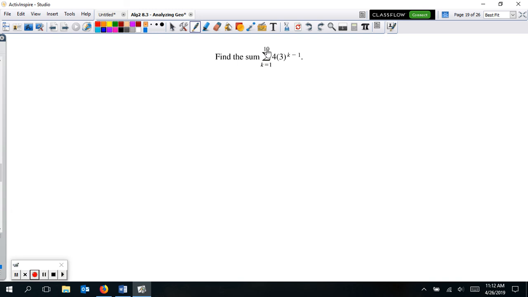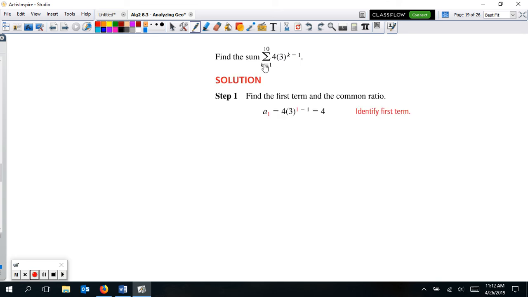Just the sigma notation, 10 on the top, k equals 1 on the bottom. Here's our rule out here. 4, that's your first term. 3, that's your common ratio. And then k minus 1. So we know what our common ratio is. We know what our first term is just from the rule right here.